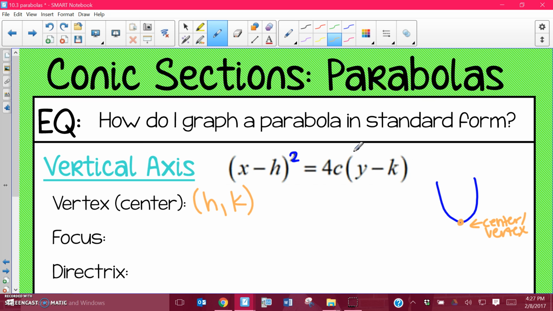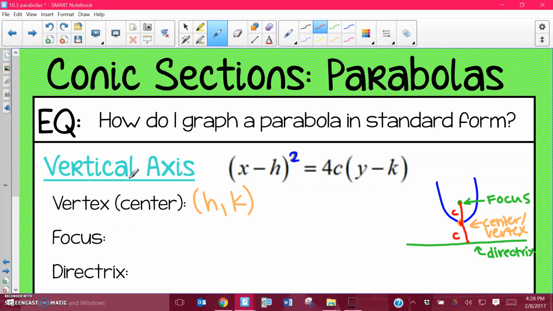Now my focus is going to be inside my parabola. My focus is always inside the parabola. So since this one opens up, this is going to be my focus. Okay, that line that we draw is always on the outside of the parabola. And so there's going to be this line right here that will be my directrix. And the distance from your center to your focus, or from your center to your directrix, is always going to be the length c. It's that focal length that we were talking about when we were doing ellipses. So with that, we know that my focus then is always going to be c units away from my vertex.